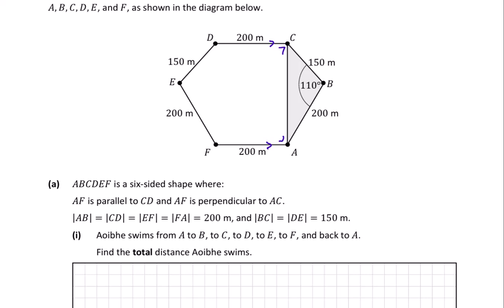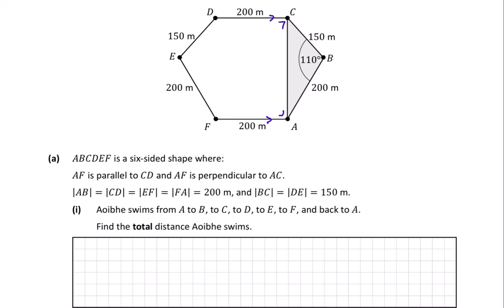AB is equal to CD is equal to EF is equal to FA is equal to 200. They're unmarked. BC is equal to DE is equal to 150. Those two are marked as well. Eva swims from A to B, C to D, D to E, E to F, and back to A again. Find the total distance. Okay, so this is just a case of adding.